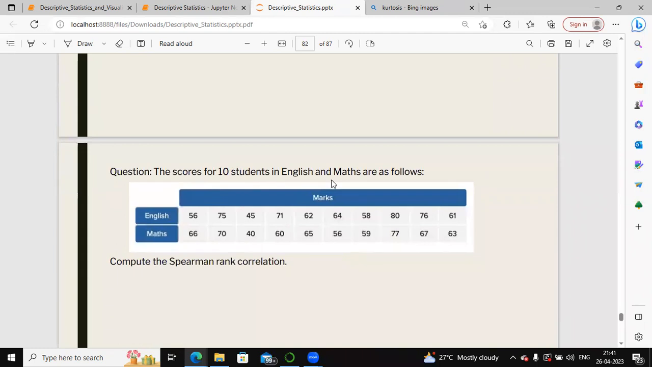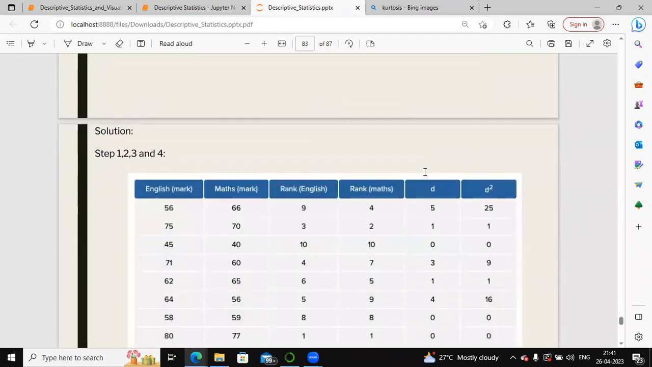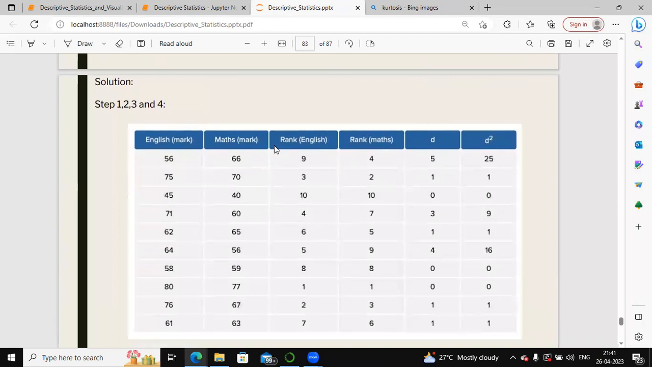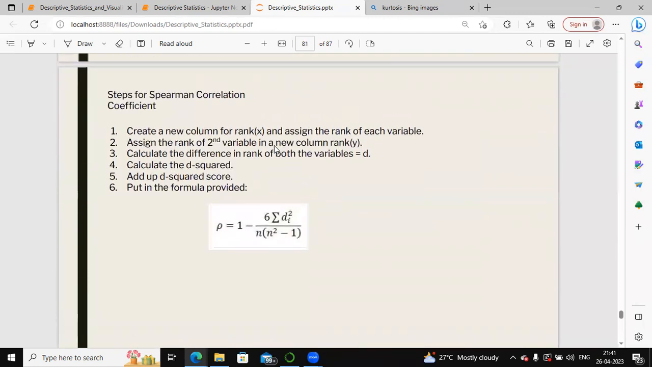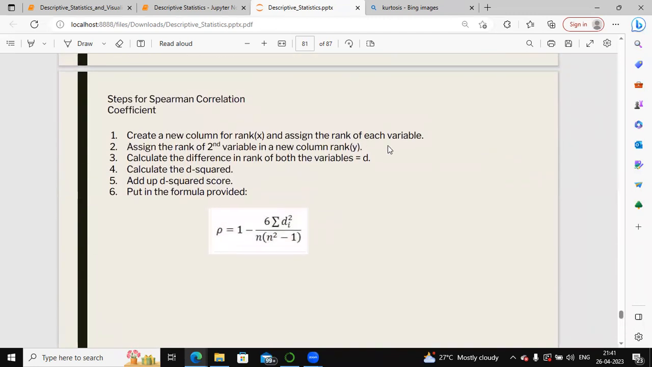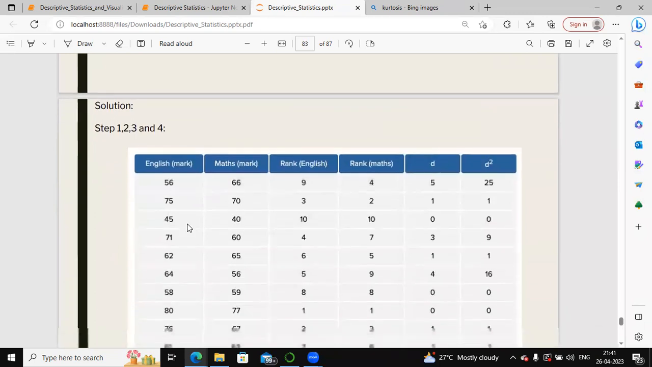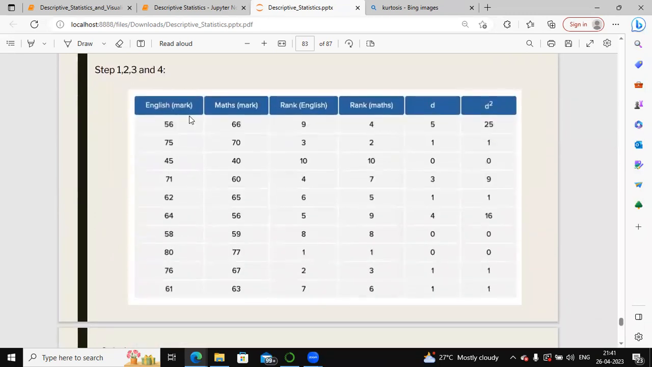The scores of 10 students in English and Maths are as follows. So this is English marks and Maths marks. First you have to give the rank of x, and assign the rank for each variable. For x, my English, rank the marks. So you see 80 is the highest, which is rank 1, and rank 10 is 45, which is the lowest.